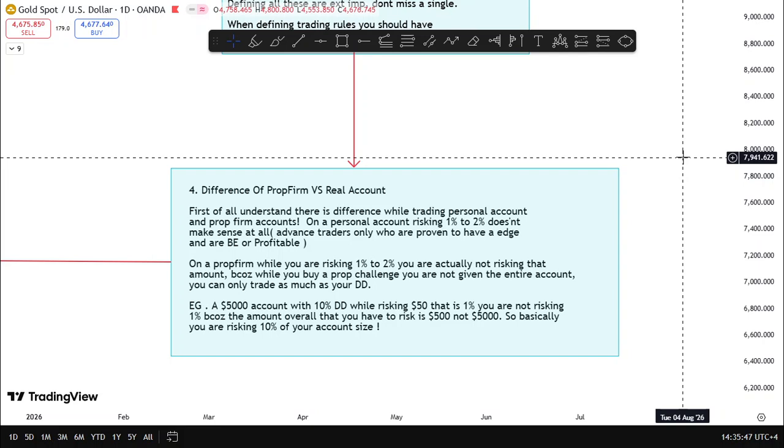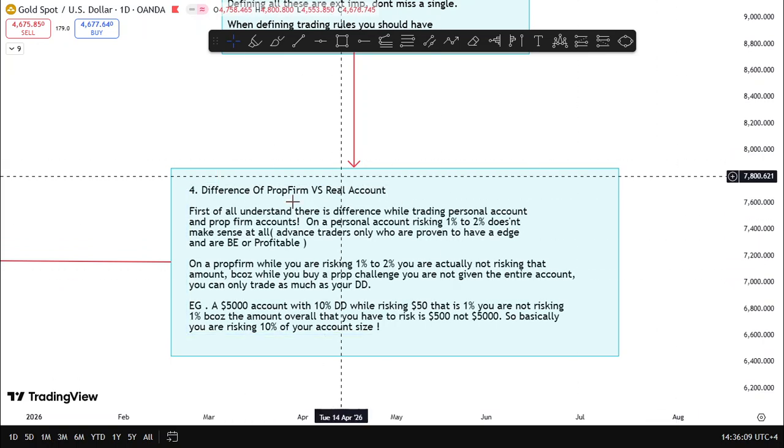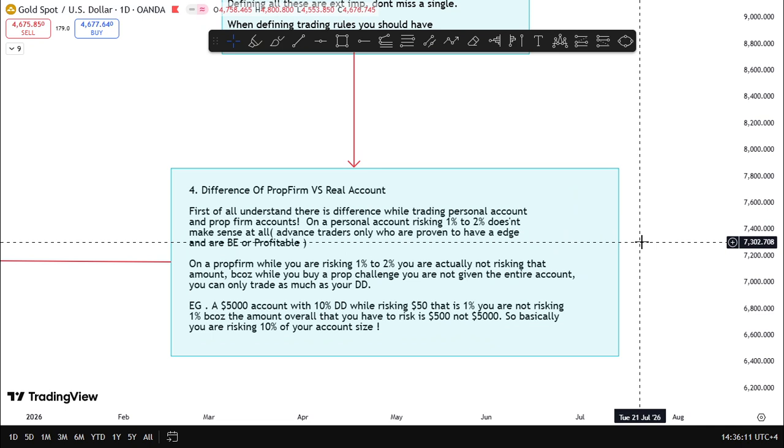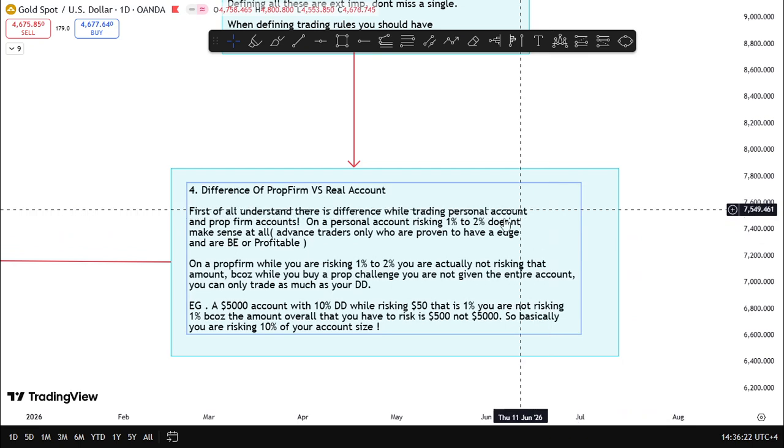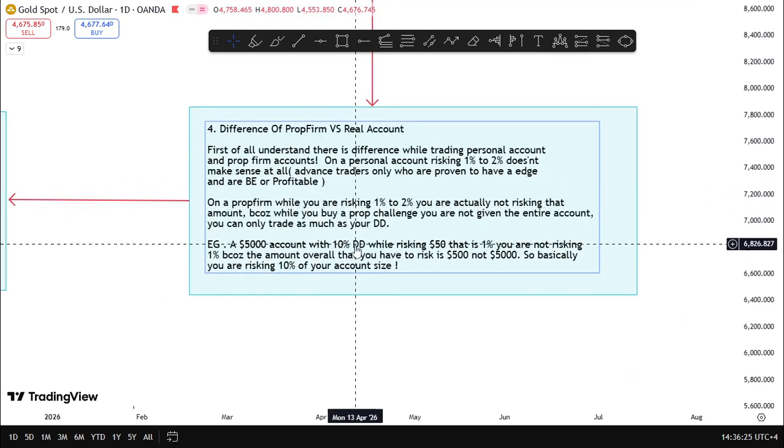Now when someone deposits 10k of his real money, he doesn't want to make 100-200 bucks on that. He has not risked his money for that. So when he's trading a personal account, the risk increases. Now this is only for advanced traders, guys. If you are beginners right now, stick to the normal risk to reward. Don't just skip this point. This is for advanced traders who have an edge and know that they are at break even or at profit. If they are a break even or profitable trader, then only consider this point as valid, because trading a personal account is very different from trading a prop firm account.